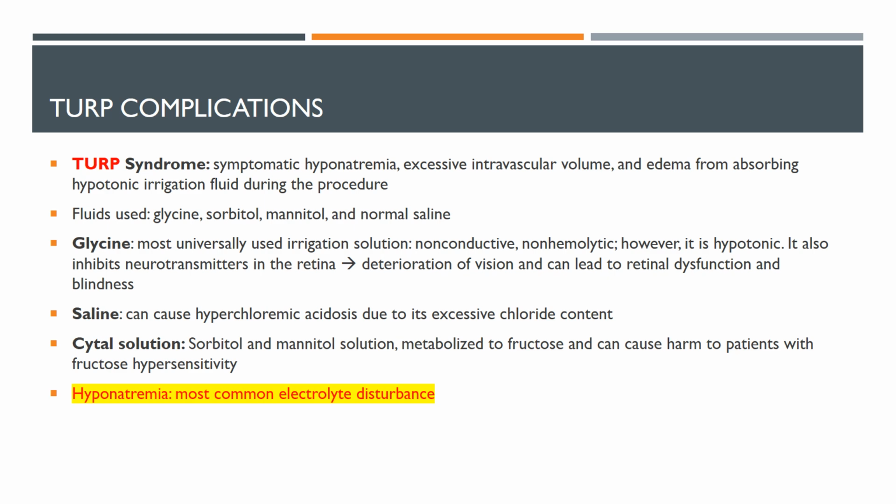Saline can also cause hyperchloremic acidosis due to excessive chloride content, and the Cytal solution, which is sorbitol and mannitol, becomes metabolized to fructose and can cause harm to patients with a fructose hypersensitivity. You should know that one of the most common electrolyte disturbances from a TURP procedure is hyponatremia.